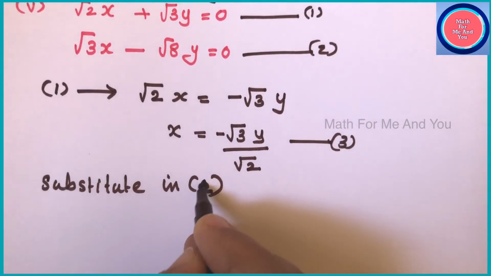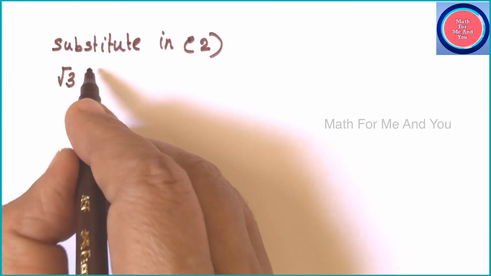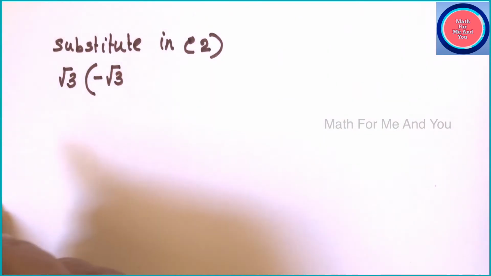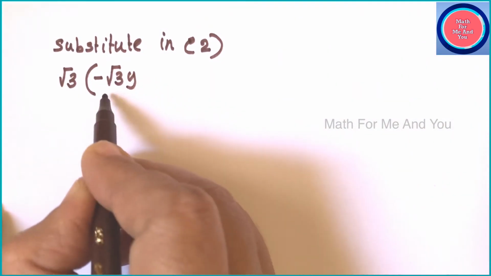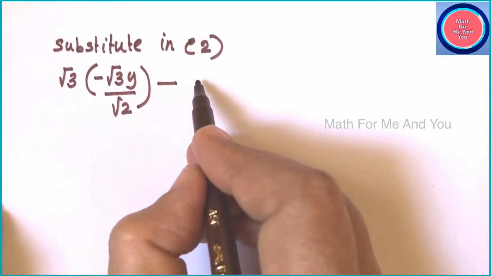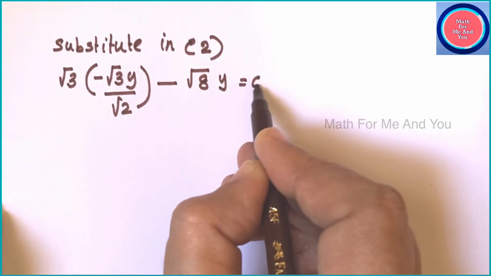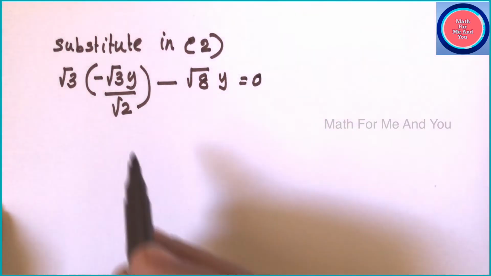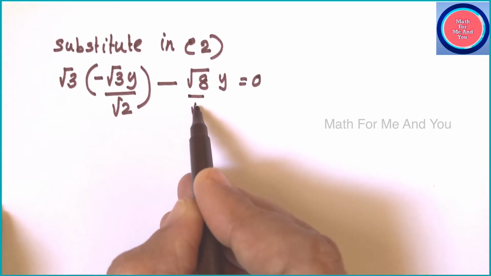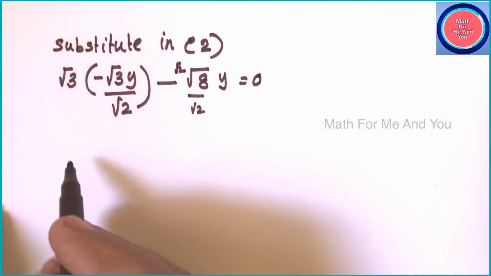So substitute the value of x in equation 2. Then equation 2 becomes root 3 times x. What is x now? It is minus root 3 y over root 2, minus root 8y equals 0. Root 3x minus root 8y becomes root 3 times minus root 3y over root 2 minus root 8y equals 0. Take root 2 as common denominator.